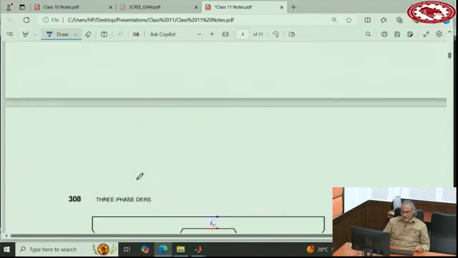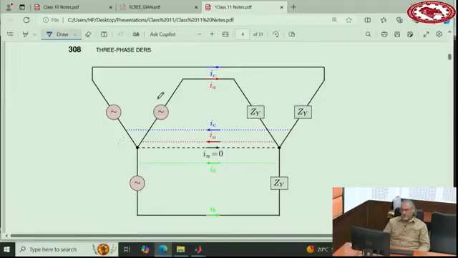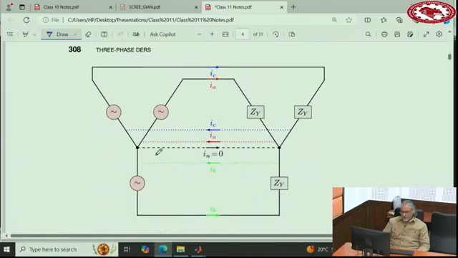Powers. How do we calculate the powers in a three-phase system? Okay, so this is a simplified diagram of a three-phase source that is connected to a three-phase load. Let's assume that there is no neutral connection.